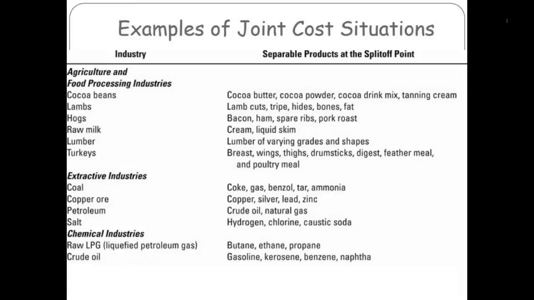Examples of different joint processing. And you'll see it tends to be in the chemical industry and in the agricultural industry that you'll see a lot of joint products. Certainly raw milk is broken down into skim milk and cream and butter and cheese and all these other products as well. So it happens many different times in the real world.